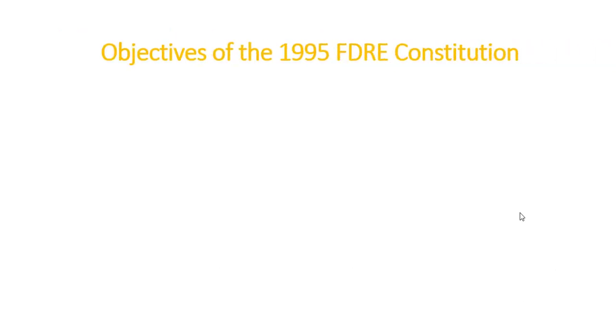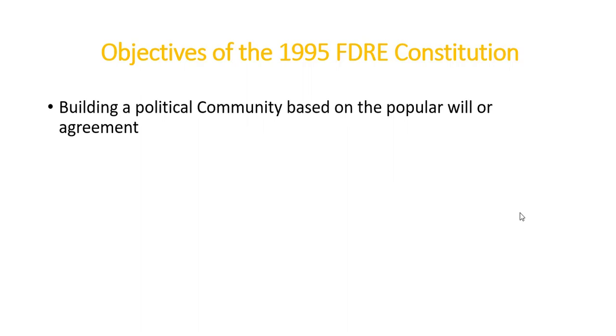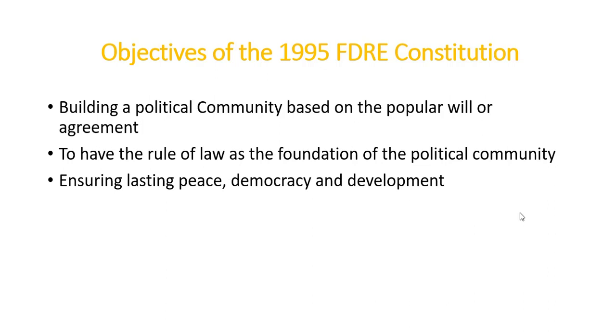Now let's look into the objectives of the 1995 Federal Democratic Republic of Ethiopia Constitution. The preamble, which is an introduction to the main body of the Constitution, determines the objectives and principles which the nations, nationalities, and peoples of Ethiopia share in common. First, building a political community based on the popular will, on the premise that the destiny of the nations, nationalities, and peoples of Ethiopia is in their own hands. Second, to have the rule of law at the foundation of the political community built based on the popular will. Third, ensuring lasting peace, democracy, and development that would characterize building a prosperous country.